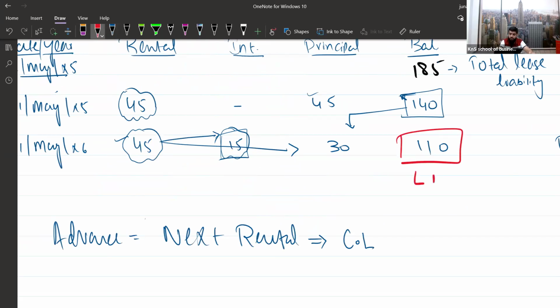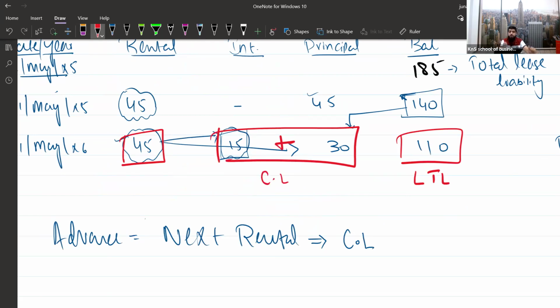This is going to be the long-term or the non-current liability. So it means that 45, which means the principal plus interest, is going to be the current liability. Why? Because this is an outstanding amount that will be paid in the next accounting period. And when? On the very next day. So this is going to be the current liability, and the remaining 1,10,000 is to be considered as a long-term liability.